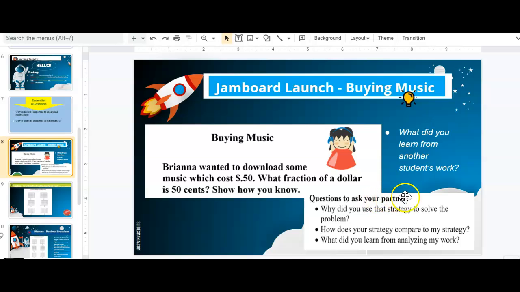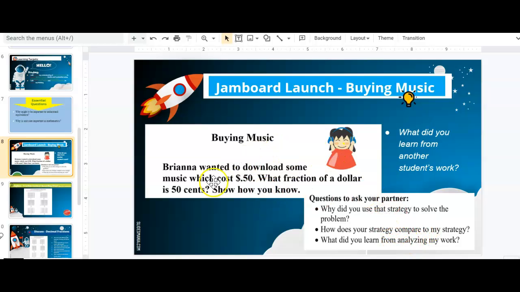Now, some questions I want you to consider. So if you're doing this independently at home, you're not going to have a partner. So I want you to work through these as best that you can, but these are some questions I want you to consider. Why did you use that strategy to solve the problem? And maybe do it two different ways. How does your first strategy compare to your second strategy?